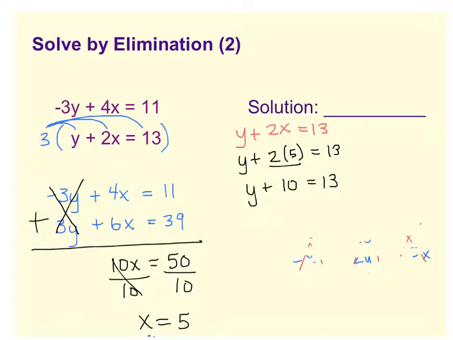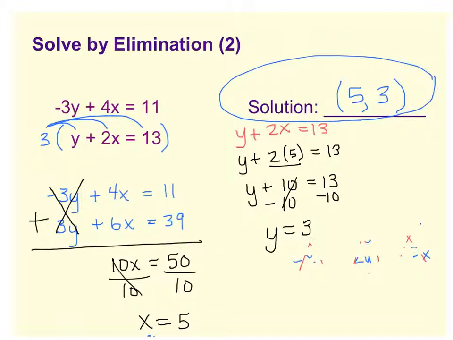Now we just solve for y. We're adding a 10, so let's subtract a 10. So y equals 13 minus 10, which is 3. Our final solution, the ordered pair, has x as 5 and y as 3. And that is the point where the two lines cross.